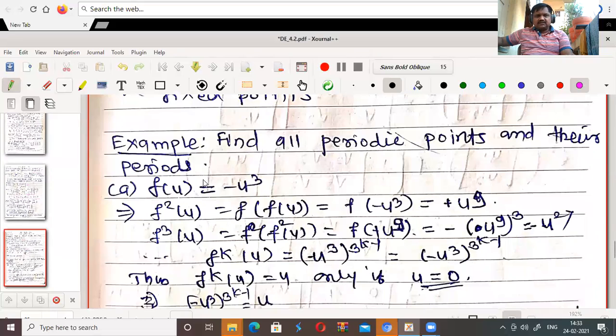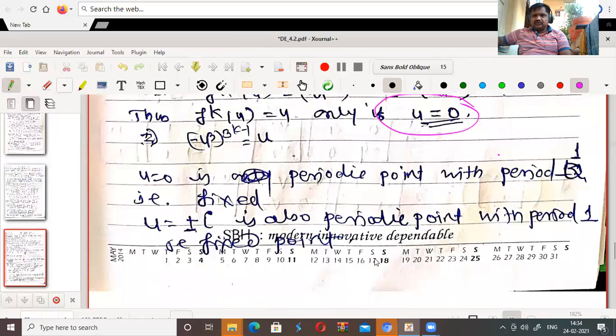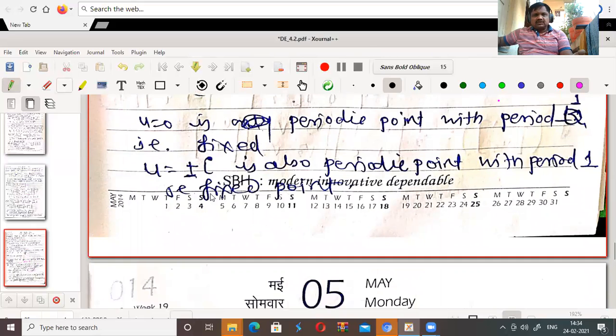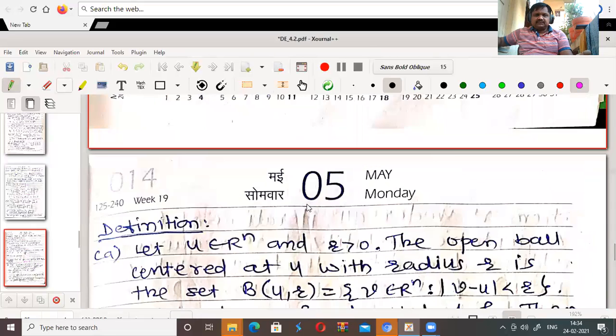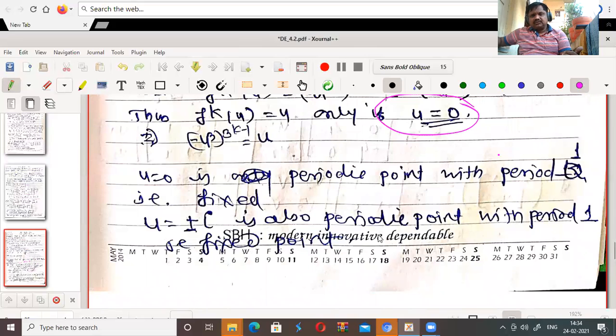Then all periodic points, f of u is given by minus u cube, right? So we have to take fk of u, we have to make fk of u equal to u. Then u is a periodic point of f with period k. If I find f square, f of u, that is f of minus u cube, you will get u to the power 9. f cube of u, f of f square u, f of u to the power 9, again we get minus u to the power 27. So fk of u equal to u is there only when u equal to 0. Otherwise, the power is increasing here. And therefore, 0 is the only point which is periodic, isn't it? Periodic point with period 1, that is, it is a fixed point. u equal to plus or minus 1 is also a periodic point with period 1.